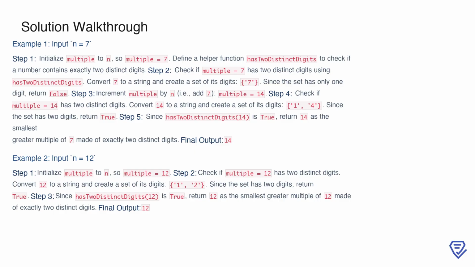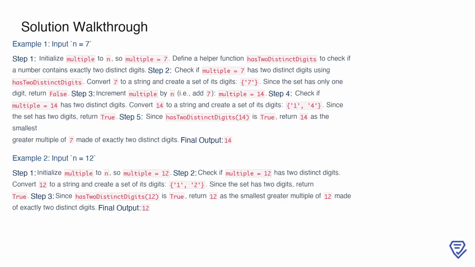For multiple equals 7, converting it to a string and creating a set of its digits results in 7, which contains only 1 digit. Because of this, the function returns false. Since the condition is not met, we increment multiple by the value of n, giving us multiple equals 14.